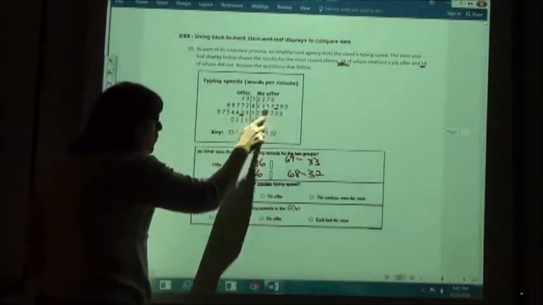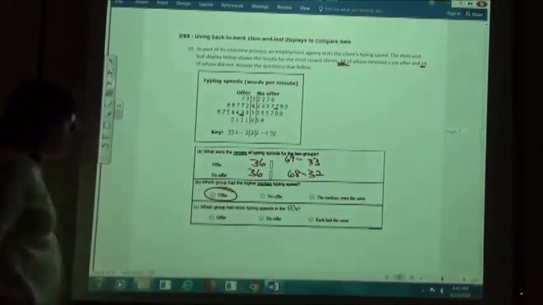53 would be higher than 47. So, which one had the higher median? The offer group had the higher one. So if I'm looking for the median, I'm looking for the middle, split it in half and count that many up.